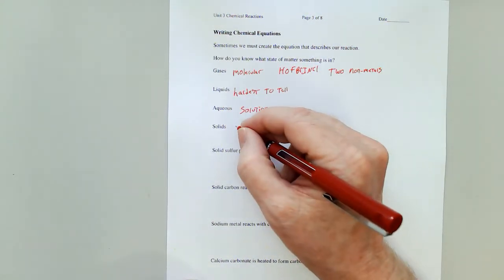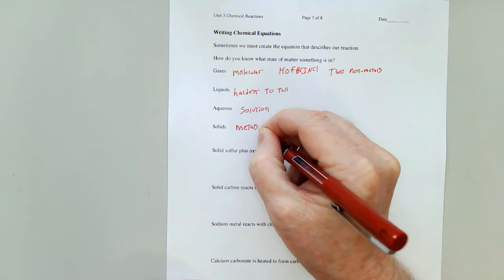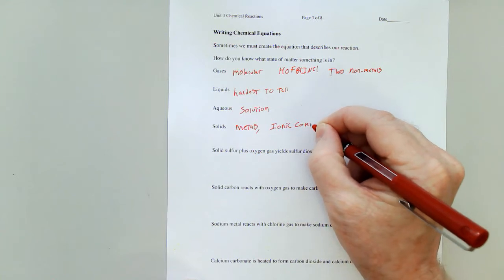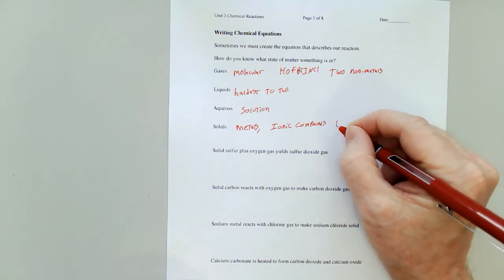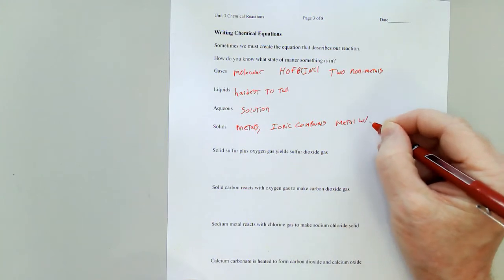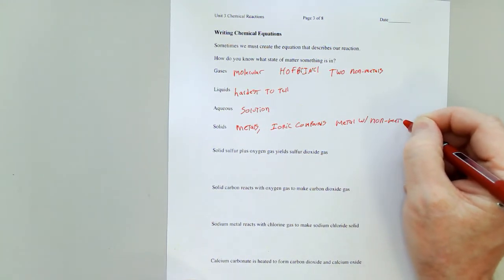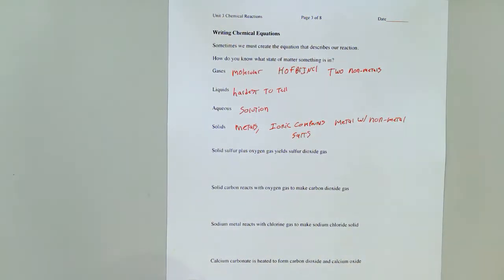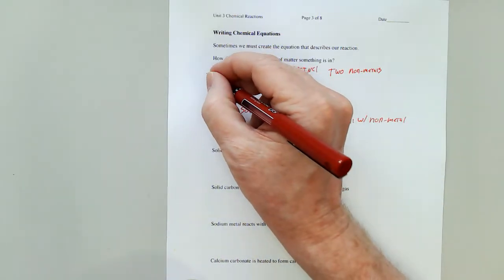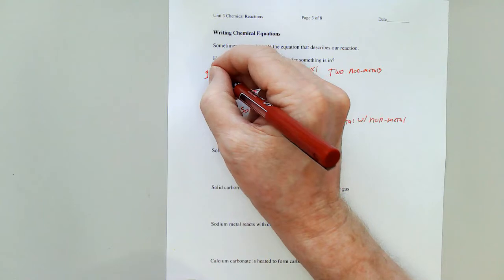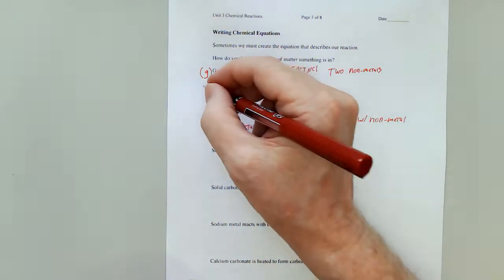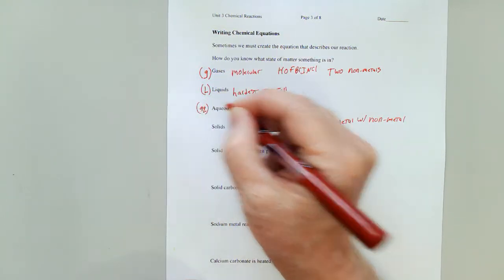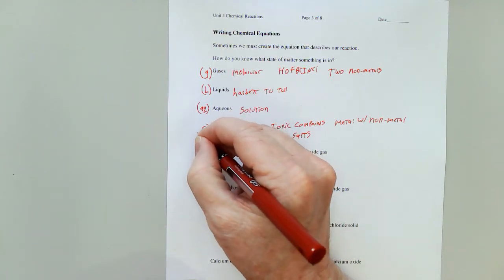Now, solids. The things that are automatically going to be solids are metals and ionic compounds, which means we have a metal with a nonmetal. Important, we often just refer to these as salts. So let's remember that the abbreviation for gases is g, often put in parentheses. Liquid, we like a capital L. Aqueous, aq, lowercase. Solids, s.